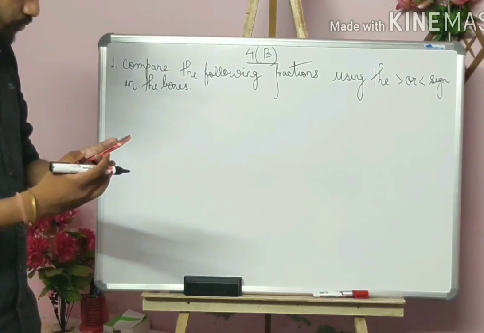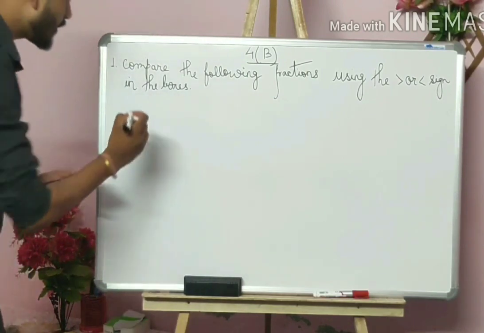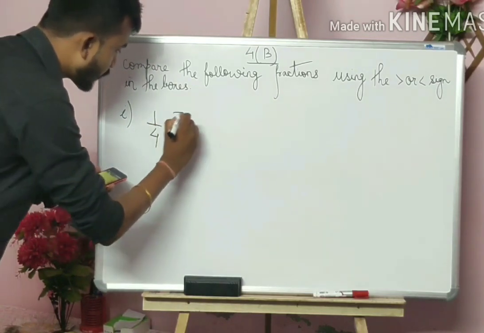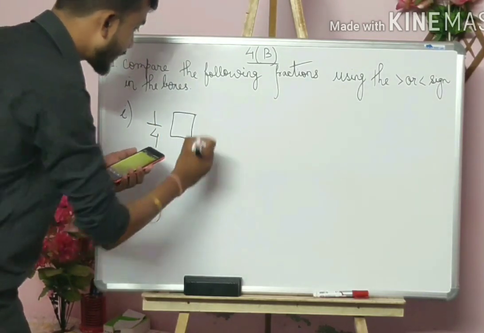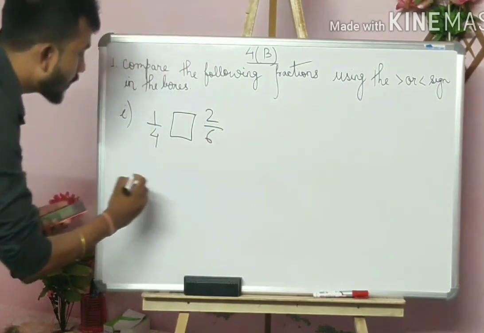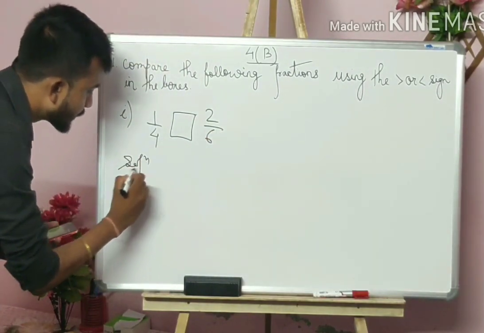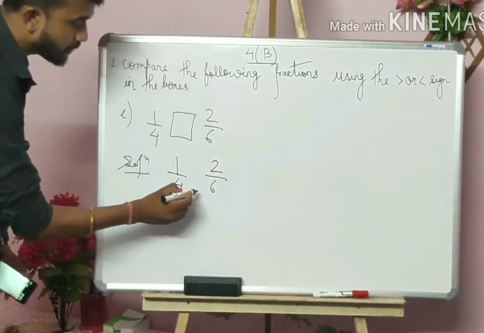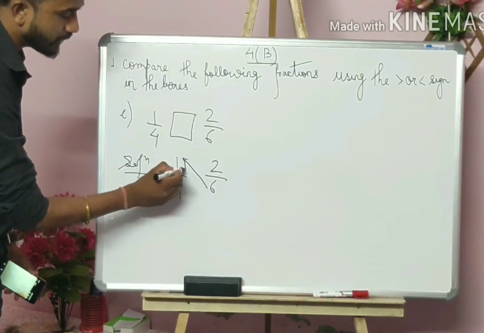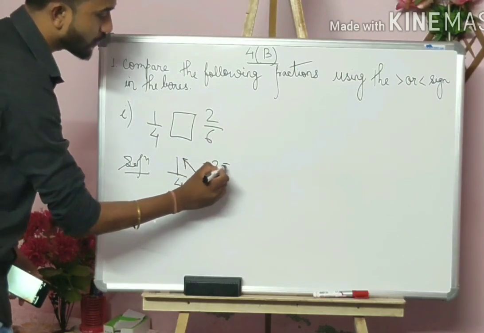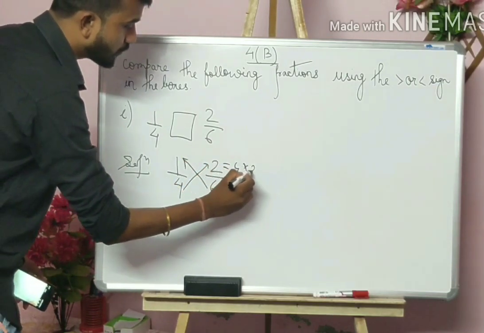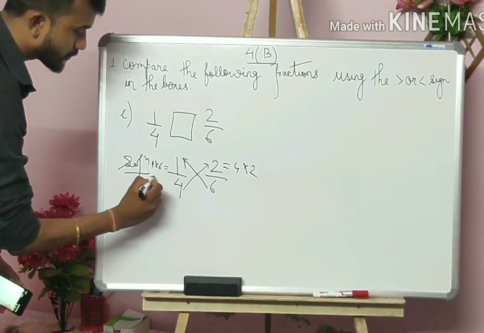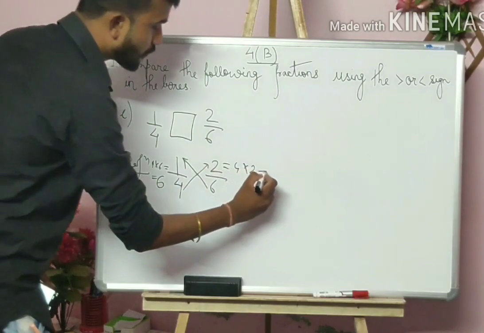Our next question is I. Copy question number I. You can copy any question. I am copying question number I. We have 1 by 4, and we have to give the sign, and it is 2 by 6. Now what will we do? Just cross multiply. This 6 will be multiplied with 1 and this 4 will be multiplied by 2. Here 4 into 2 and here 6 into 1. 1 into 6 is 6 and 4 twos are 8.